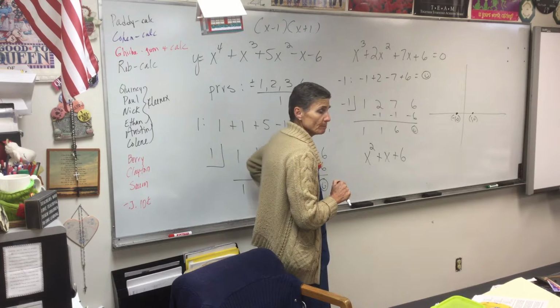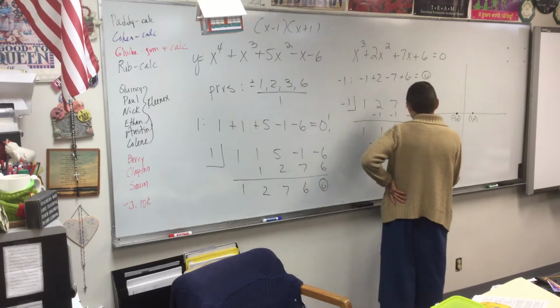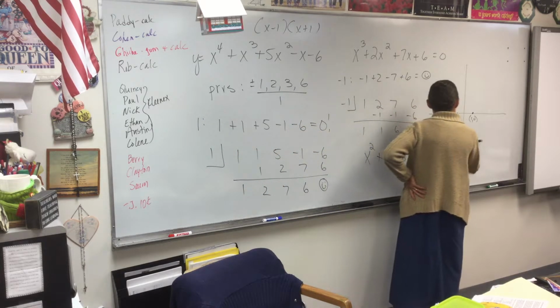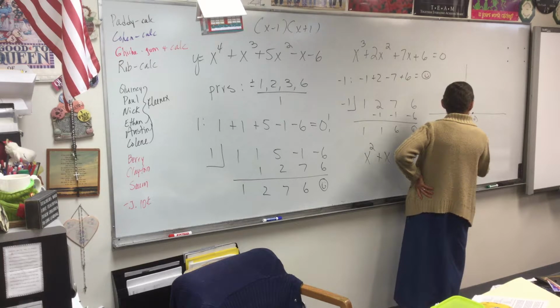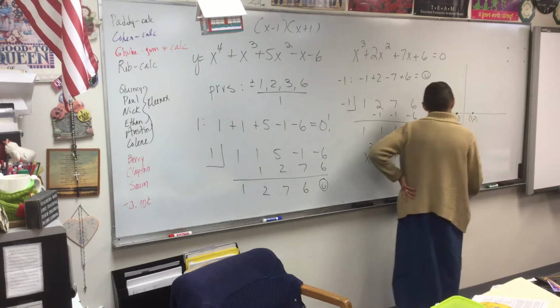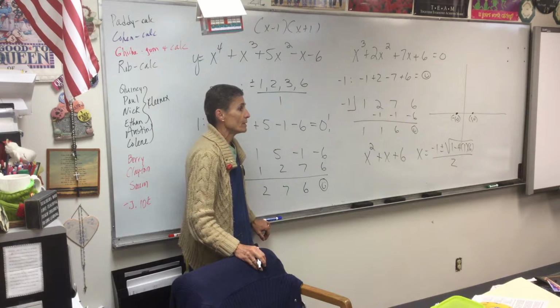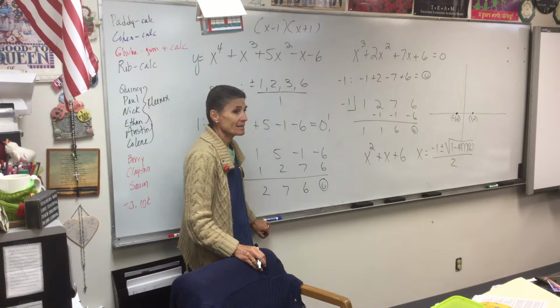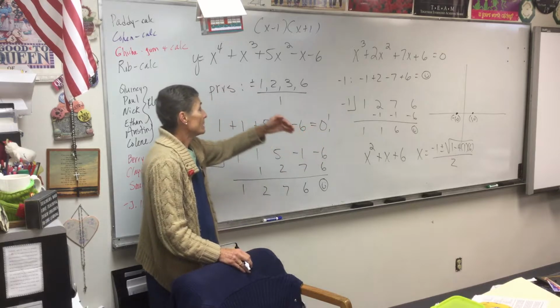Okay, does this factor? No. So we're going to use our quadratic formula. Here we go. X equals negative b plus or minus the square root of b squared. Oh my golly. What happens? We get imaginary roots.